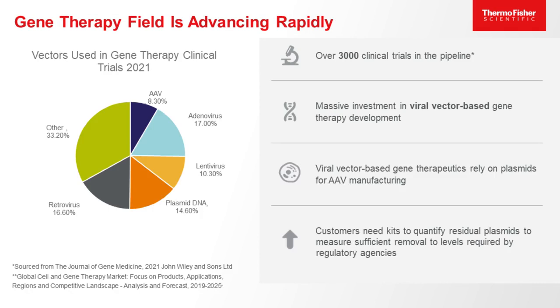Another field that is showing amazing promise and therefore is growing at a tremendous rate is the field of gene therapy. Every year, there are more and more products moving forward in the development pipeline, with over 3,000 candidates currently in clinical trial. Many of these are viral vector-based therapies and must also meet regulatory guidelines for residual DNA. This slide shows the variety of therapeutic viral vector types, many of which utilize plasmids in the production process. Therefore, customers need tools and assays to measure the amount of residual DNA in their process and final drug product.